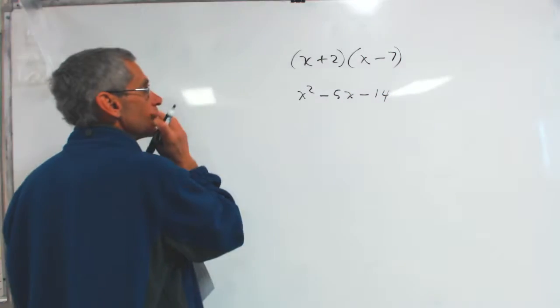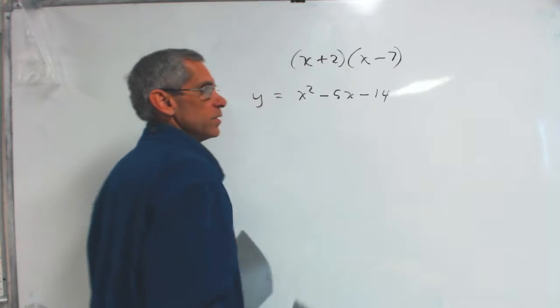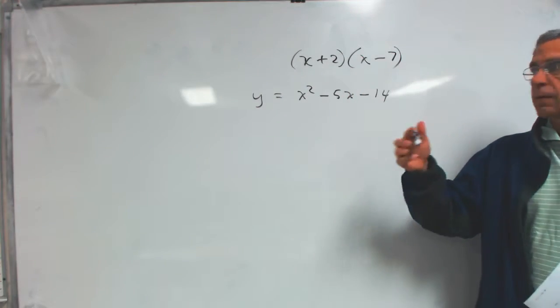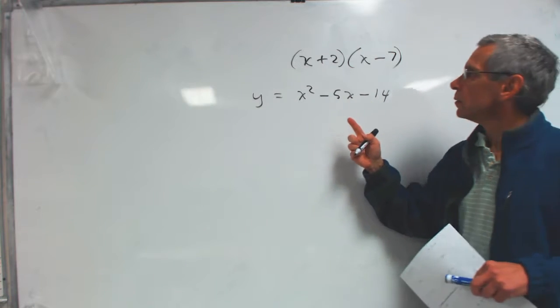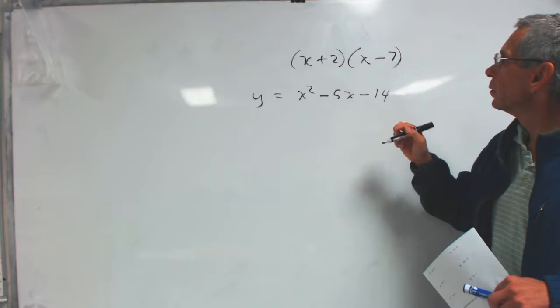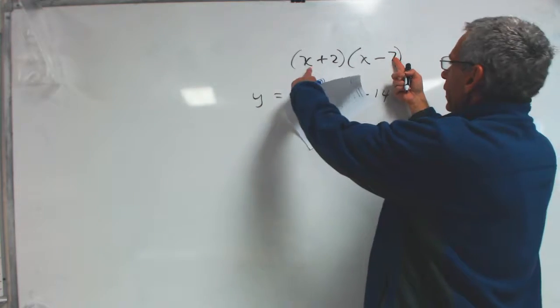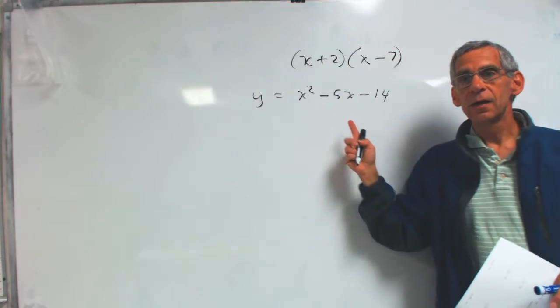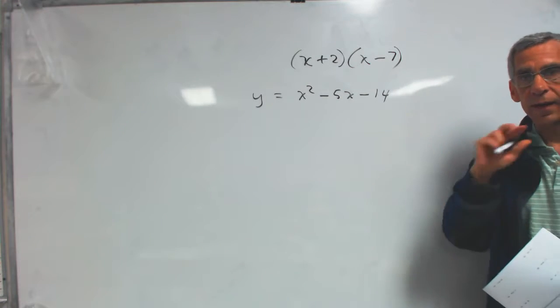Wait, Gary, why does that make sense? Where did you get 5x? Negative, outside, negative 7x plus 2x is negative 5x. I just did it in my head.